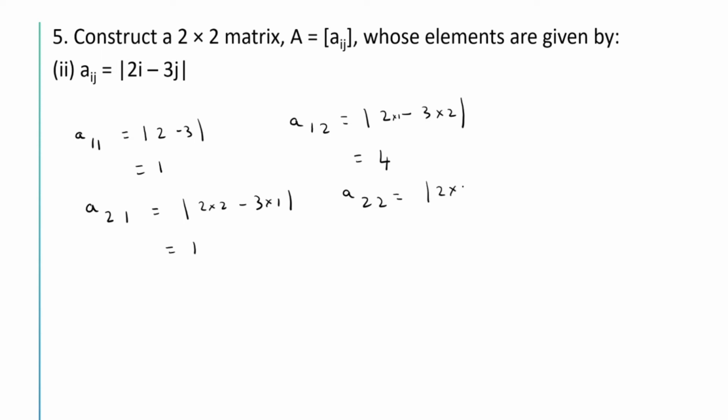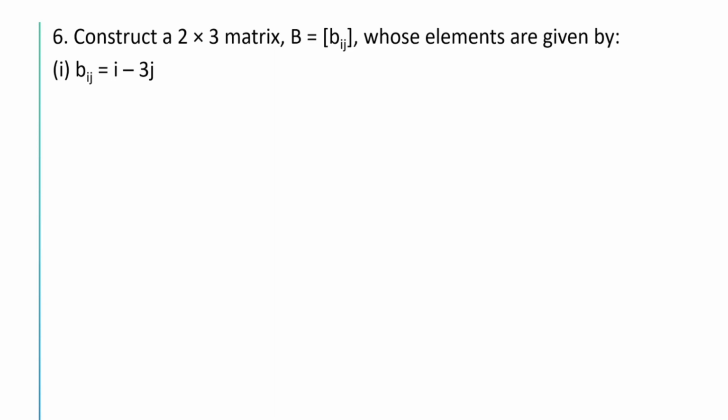Here i is 2, j is 2. So 2 into 2 minus 3 into 2. So it will be mod of 4 minus 6, that is mod minus 2. So it is equal to 2. So A is the element in the first row, first column is 1. First row, second column is 4. Second row, first column is 1 and second row, second column is 2. So this is the required matrix.